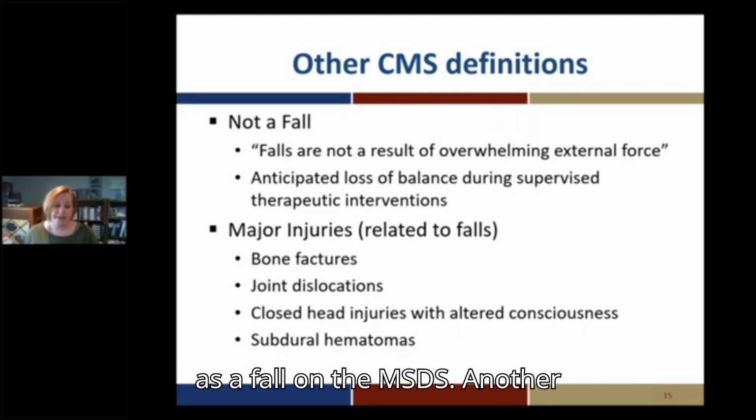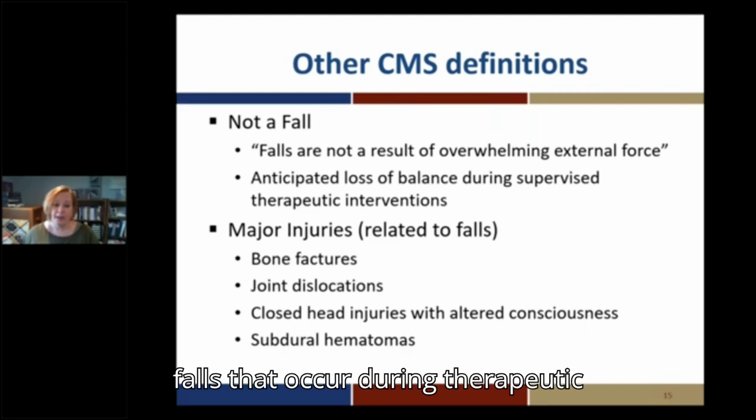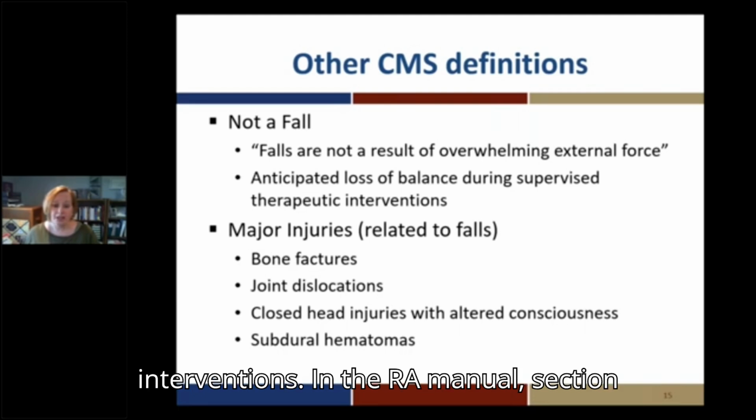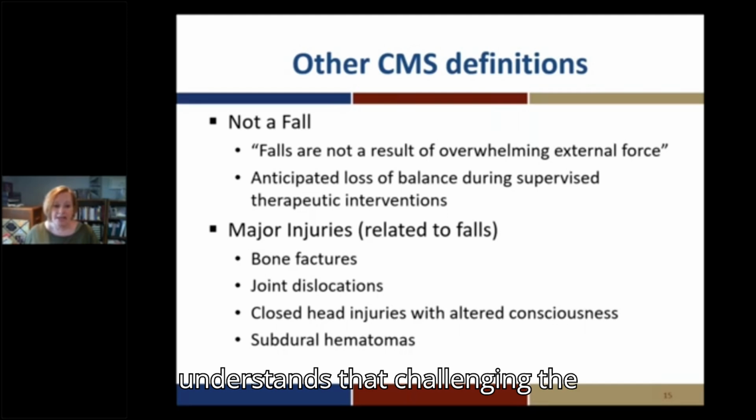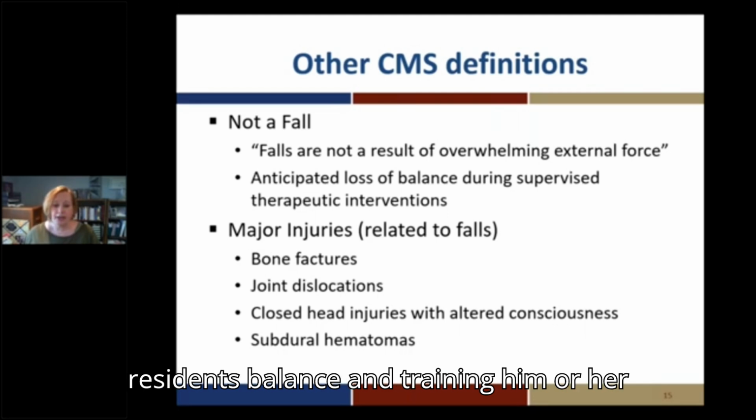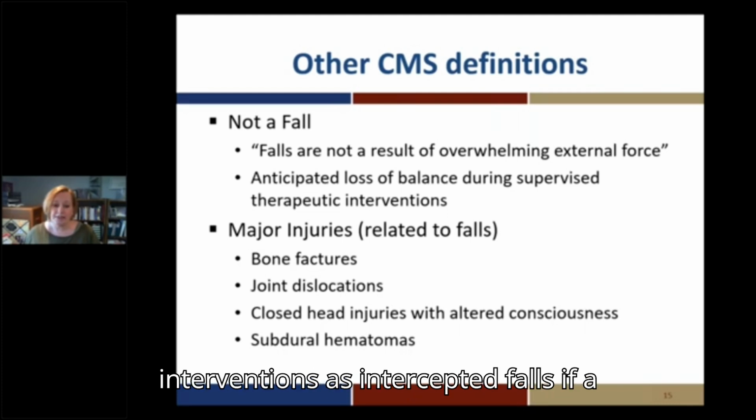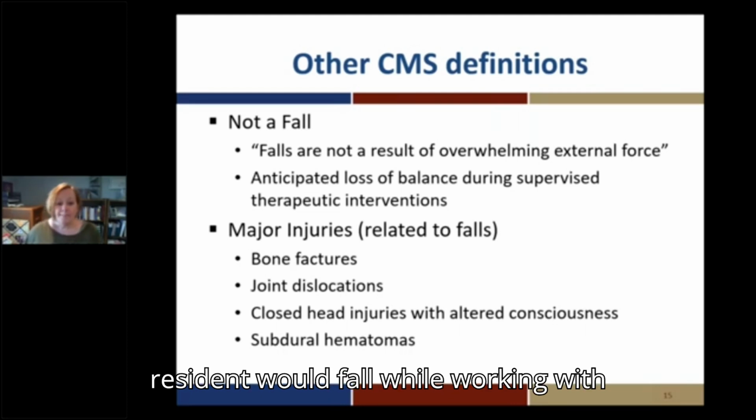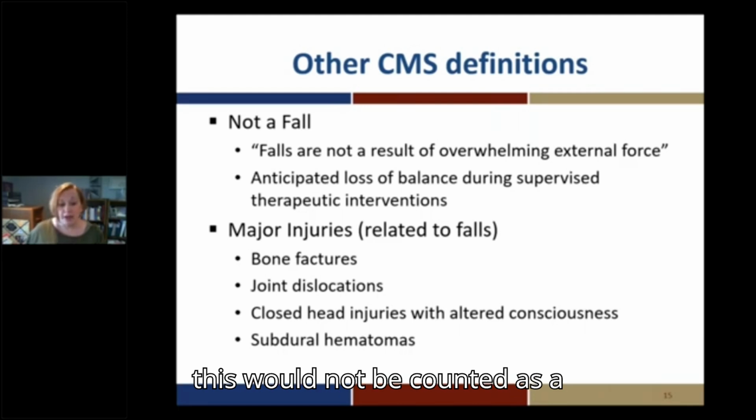Another area of significant confusion involves falls that occur during therapeutic interventions. In the RAI Manual Section J1900 instructions state, CMS understands that challenging a resident's balance and training him or her to recover from a loss of balance is an intentional therapeutic intervention and does not consider anticipated losses of balance that occur during supervised therapeutic interventions as intercepted falls. If a resident would fall while working with therapy during balance training, again, this would not be counted as a fall on the MDS.